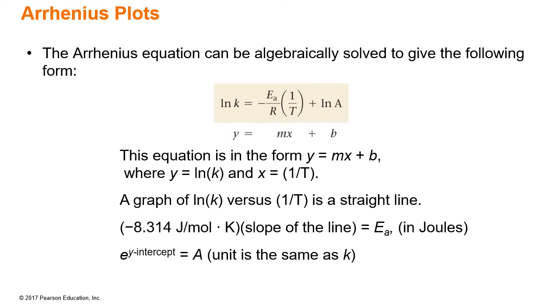If we take the natural log of the rate constant equation, also known as the Arrhenius equation, we find that we get a linear relationship between the natural log of k and 1 over the temperature. When we solve it this way, our slope becomes equal to negative activation energy over the ideal gas constant, R. Again, remember that is 8.314. And our intercept becomes the natural log of A.